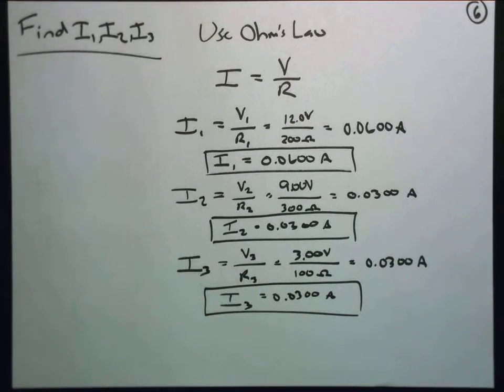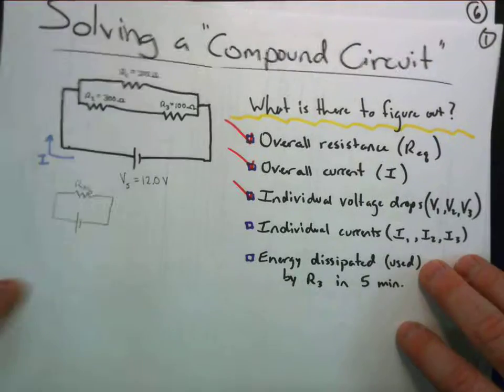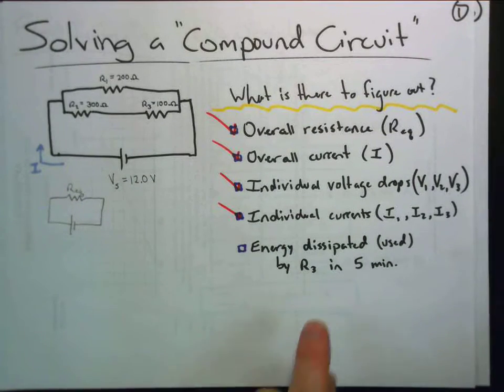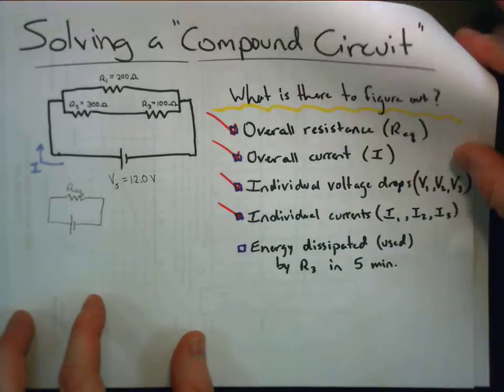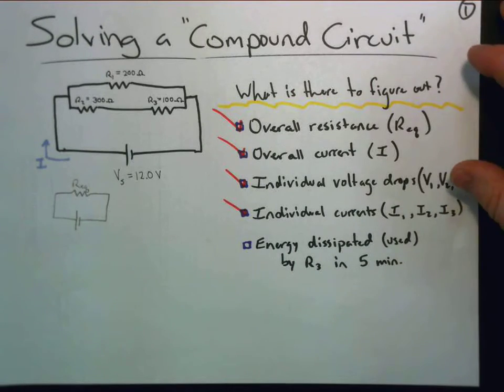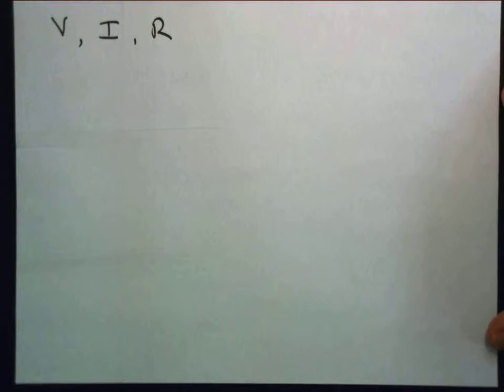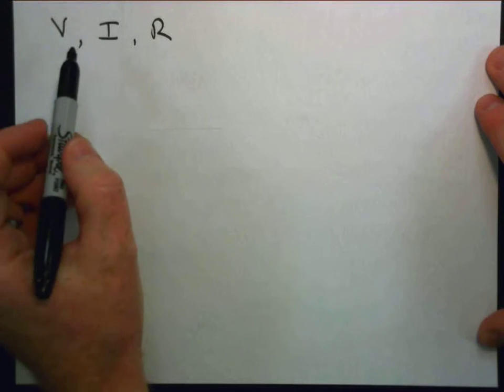Cool. So I come back to my list of tasks to accomplish. Check. Look at that. We are nearly there. I need to find the energy dissipated by resistor number 3 in 5 minutes. Okay, so my final step: energy. What I recall about current electricity is that there's voltage, there's current, and there's resistance.